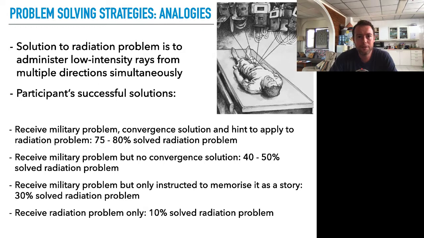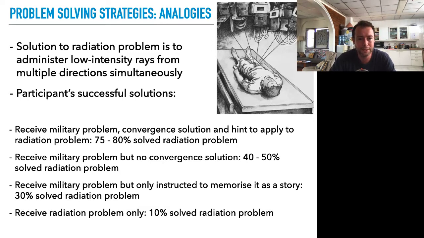So the analogy here is that the solution to the radiation problem is to administer low intensity rays from multiple directions simultaneously. For example, if you look at the image here, we've got multiple rays coming in at slightly different angles, of lower intensity, passing through different parts of tissue, so they are not going to cause any damage to this tissue. And this is a real life solution to some of these treatment problems.